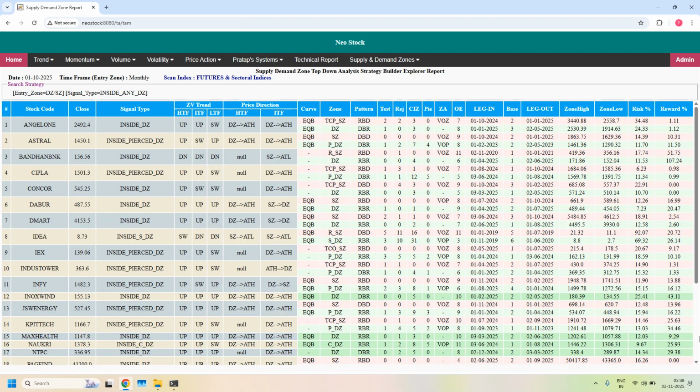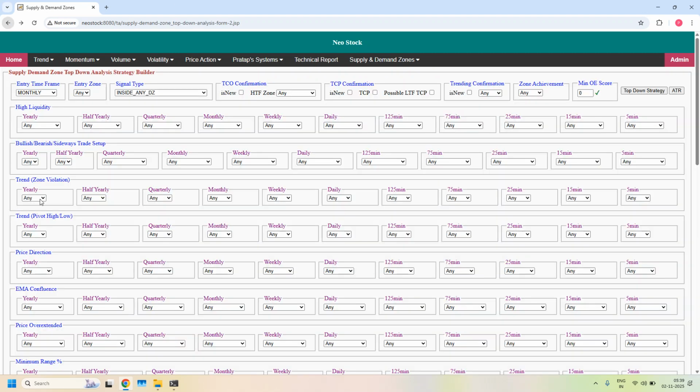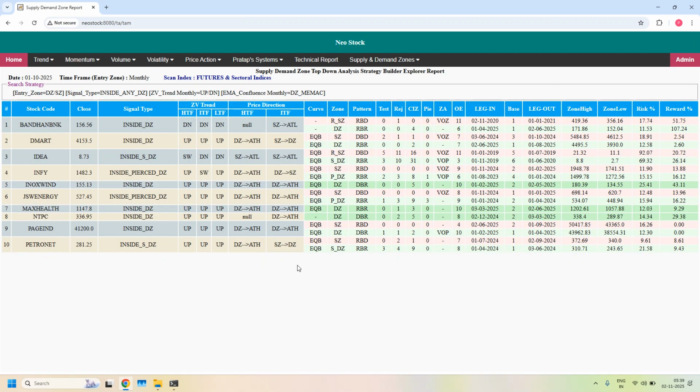First 17 stocks in the list. Scrolling the list down, 25 stocks are filtered. We can further filter this list based on monthly demand zone having monthly EMA confluence. At the same time, trend on the monthly should not be sideways. So we got 10 stocks.